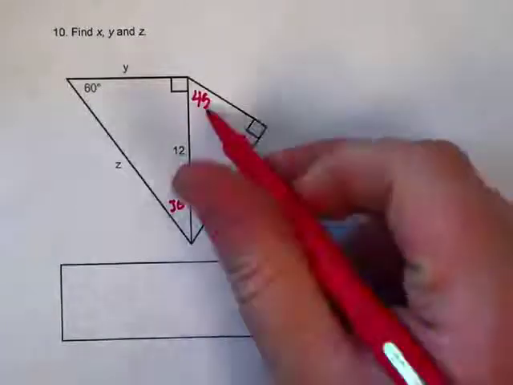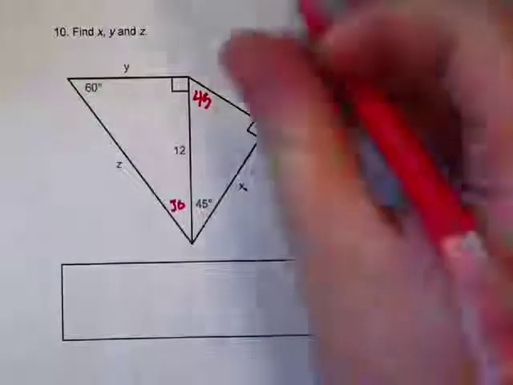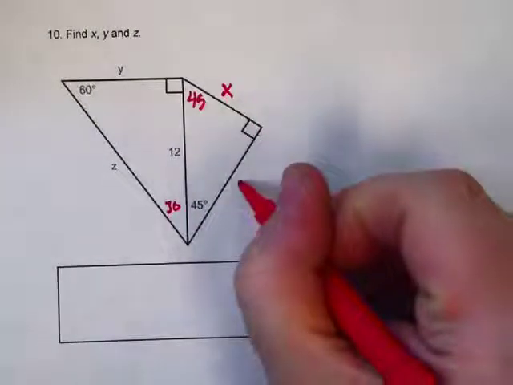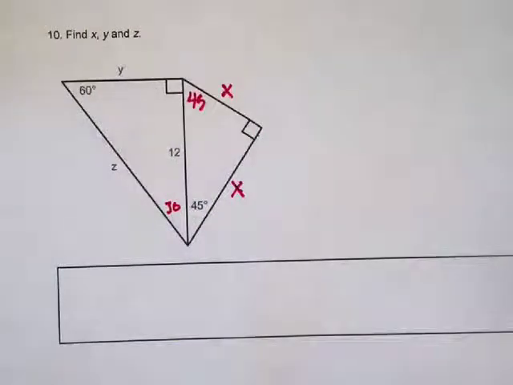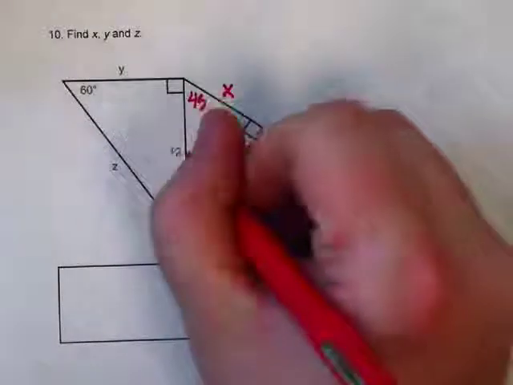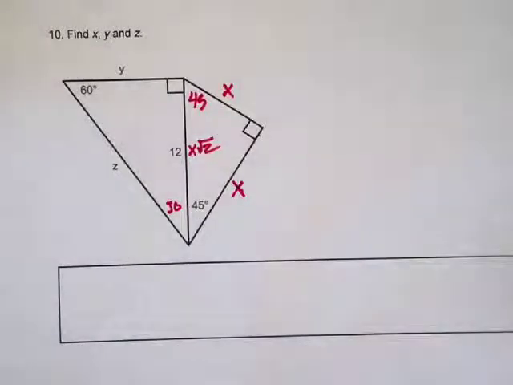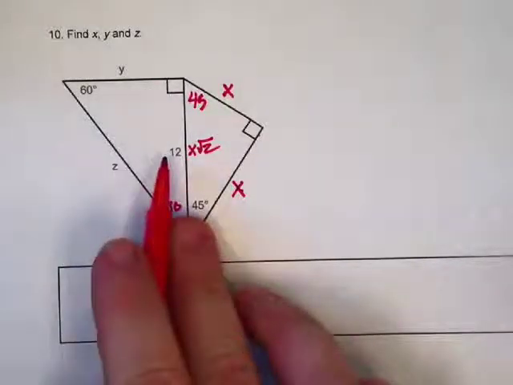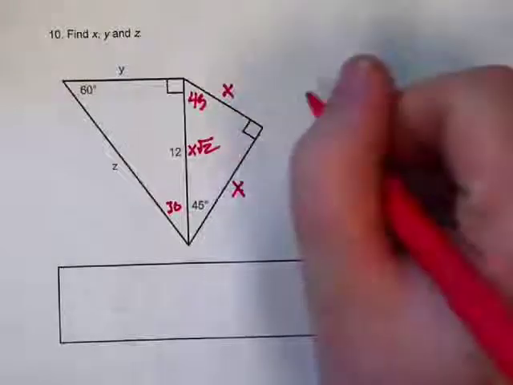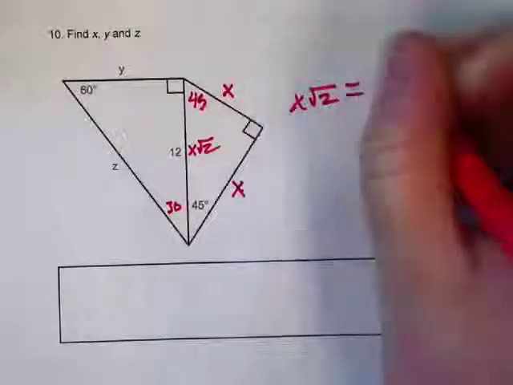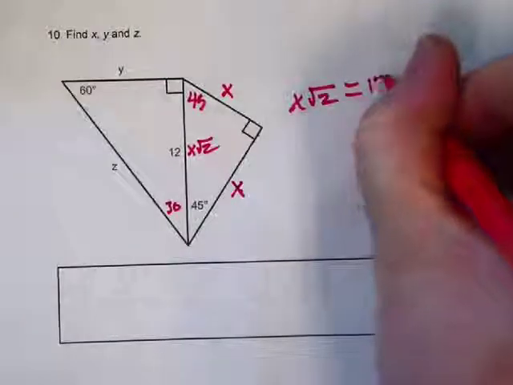If this is 45, 45, this is x, that would make that also x. Because remember, the two sides are exactly the same. Okay? And the hypotenuse is x times the square root of 2. Okay, well, I know the answer. So I know that x times the square root of 2 equals 12.